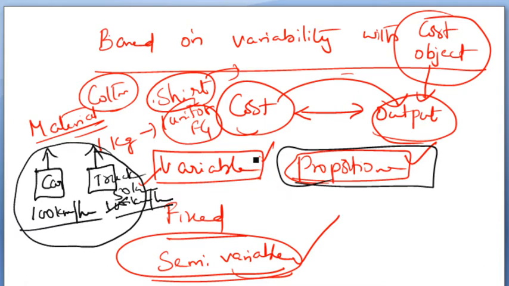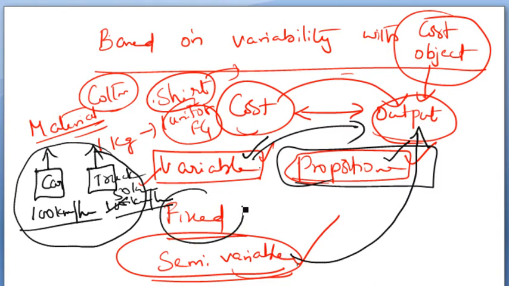So remember, variable cost changes with the output. Semi variable cost also changes with the output. But what makes variable cost differ from semi variable cost? Variable cost changes with the output proportionally, and semi variable cost changes with the output disproportionately. That's the basic difference. Then it is very easy to answer fixed cost. Variable cost is something which changes proportionally with the output.